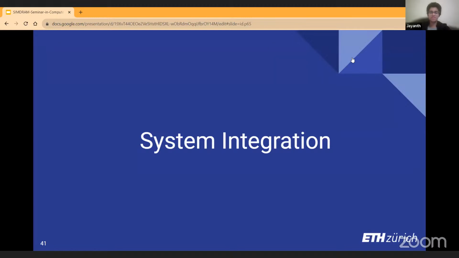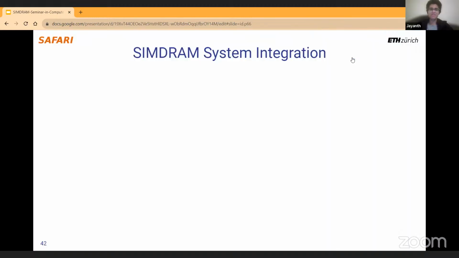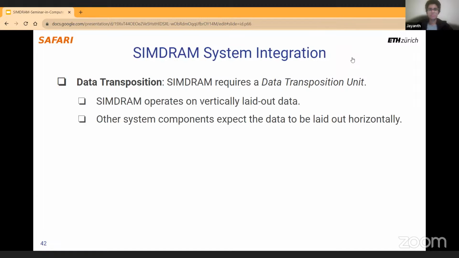Yeah, moving on to how we integrate the SIMDRAM framework into our systems. As we've seen, SIMDRAM operates on a vertical data layout, but the convention is horizontal data layout. That is, all the other system components would expect the data to be laid out horizontally. So SIMDRAM needs a data transposition unit that can transform or transpose data from vertical to horizontal and vice versa. So this data transposition unit was shown in the paper to have a low average impact on the latency, and it also comes with a minimal area overhead.